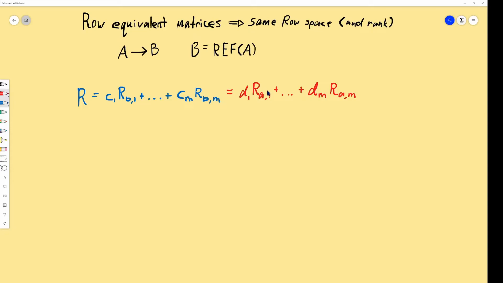We could perform an analogous argument because of the fact that row operations are reversible. We imagine going from B to A, and we look at some element that we could also call R in the row space of A and show that it's in fact a linear combination of the rows of B, so it's in the row space of B. And if both of those row spaces, both of those sets, are contained within one another, then that means that they are equivalent sets. The matrices have the same row space and the same row rank.